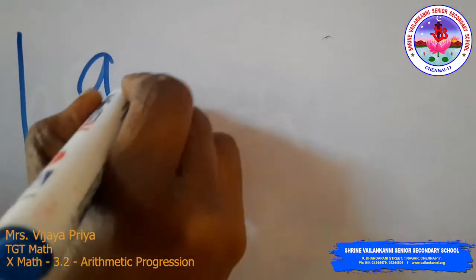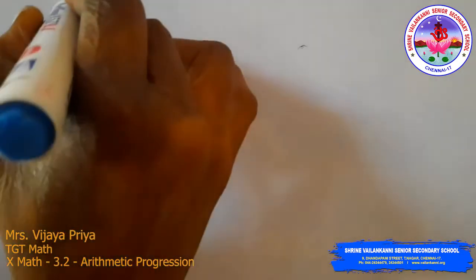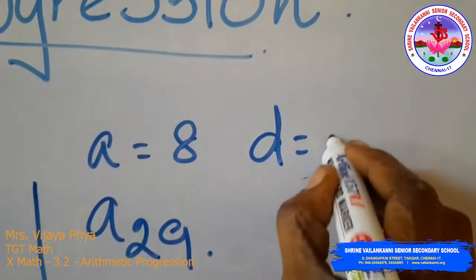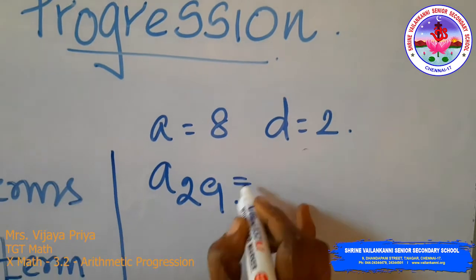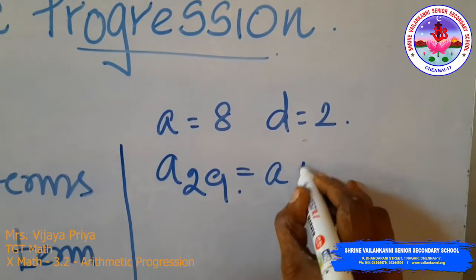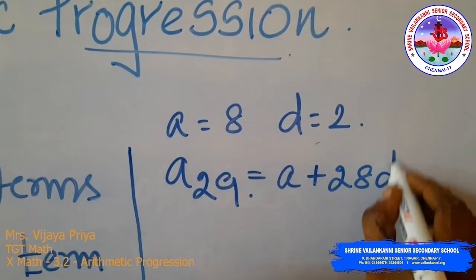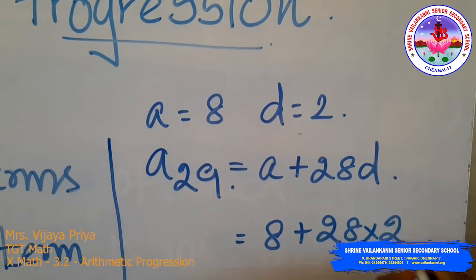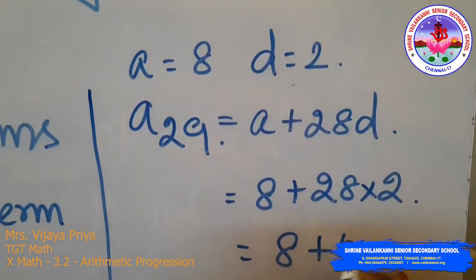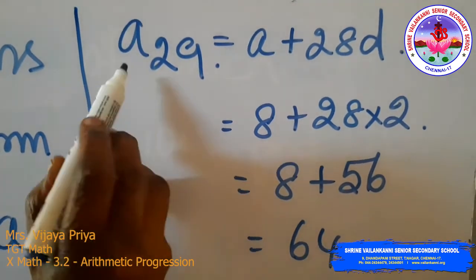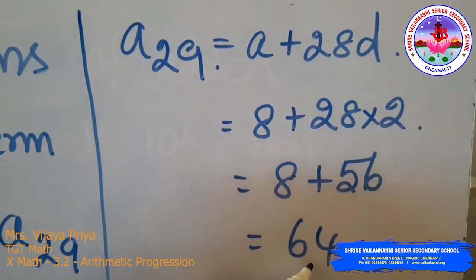Now to find A29, we got A is equal to 8 and D is equal to 2. I am going to substitute here, where A29 using the AN expansion is A plus 28D, 8 plus 28 into 2, 8 plus 56, which is equal to 64. So my 29th term will be 64.